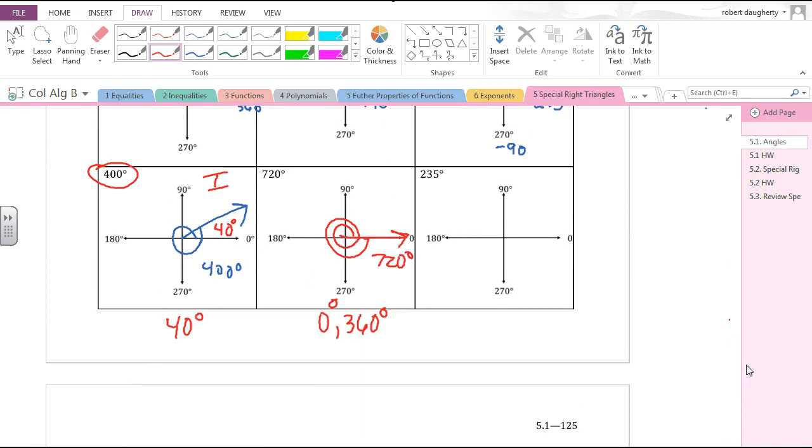Okay, 235. 235 is positive, so I start here and go which direction? Counterclockwise. So that's 90, 180. So 235 is going to be how much further after 180? Yeah. So this is my 235 degree angle. I went to 180, and how much further did I have to go? I had to go 55 more degrees. Now, what is an angle between 0 and 360 that also stops in this same place?